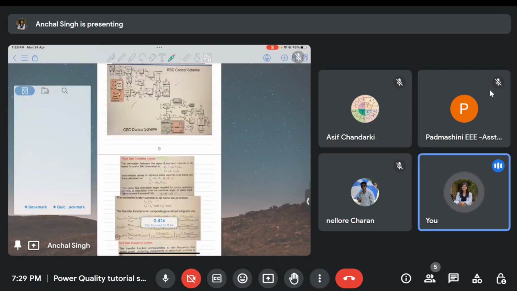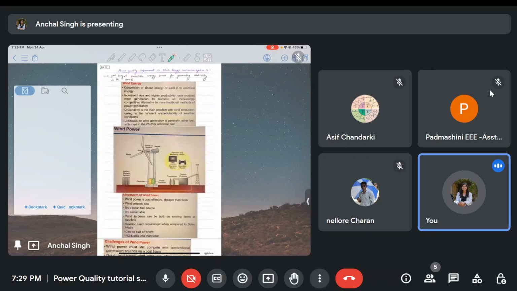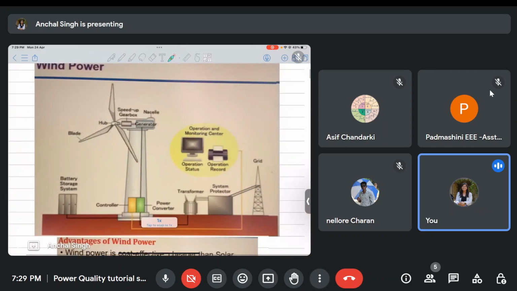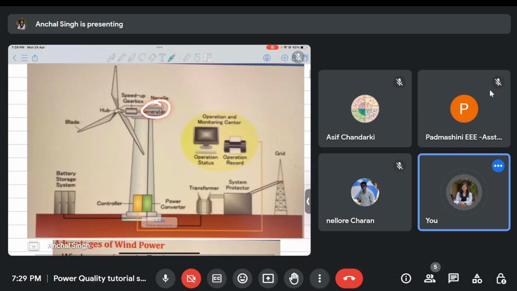The overall thing that you need to understand is the system at the bigger picture. In this bigger picture, only the generator and power converter part is varying in nature. Otherwise, overall this system will always remain the same.